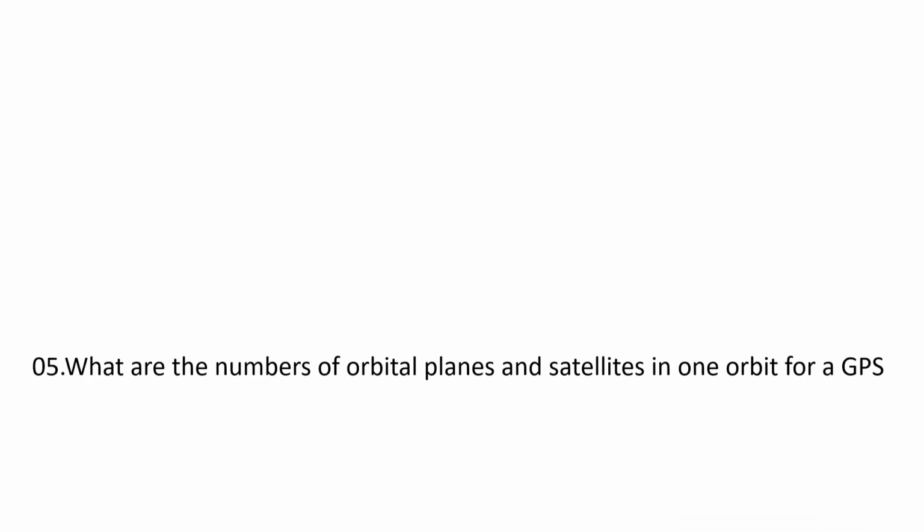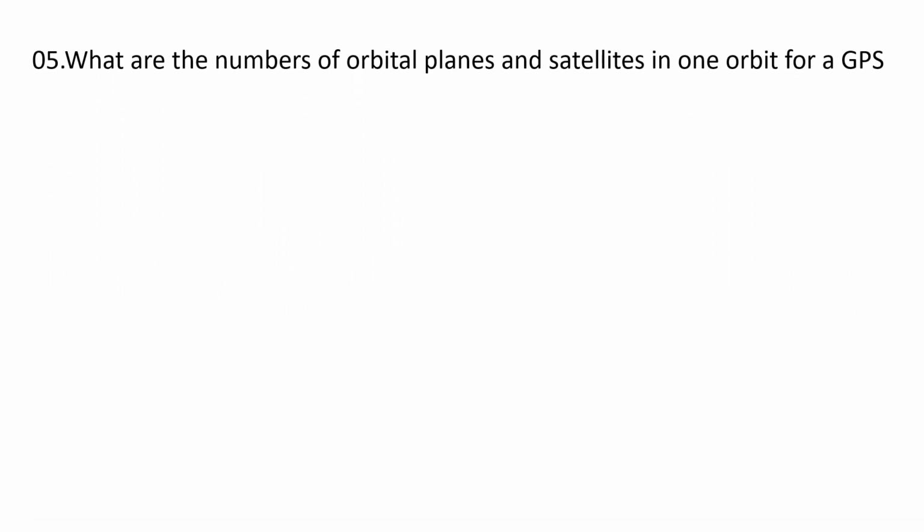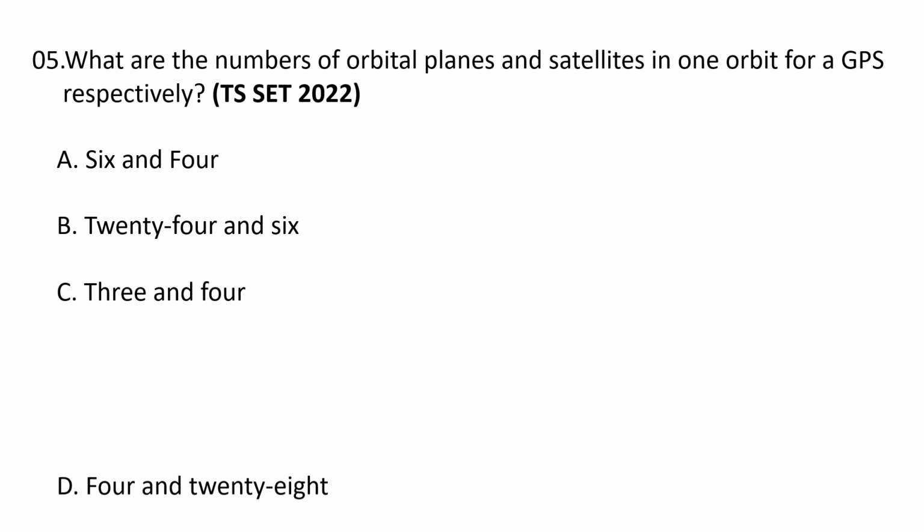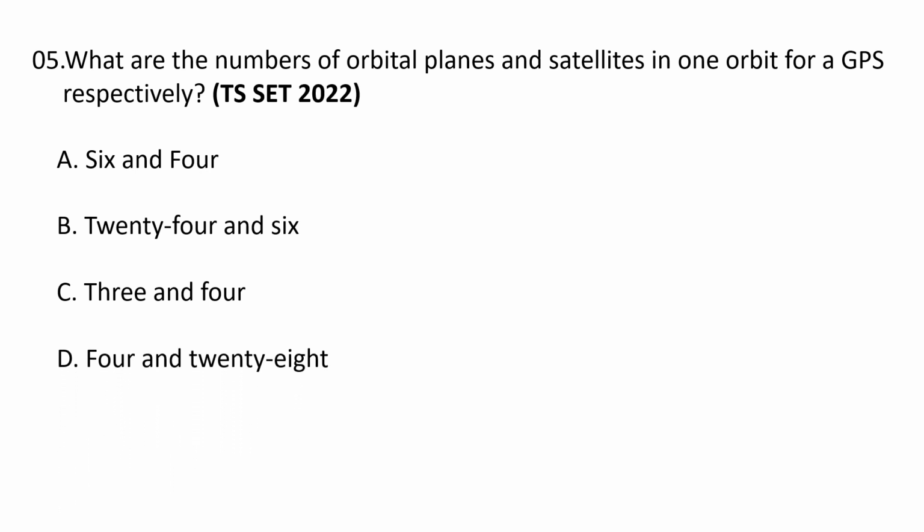Next question. What are the numbers of orbital planes and satellites in one orbit for a GPS respectively? A. 6 and 4. B. 24 and 6. C. 3 and 4. D. 4 and 28. So the correct answer is 6 and 4, A. The GPS constellation consists of 24 satellites in 6 orbital planes with 4 satellites in each plane. So that's why 6 and 4 is the correct answer.